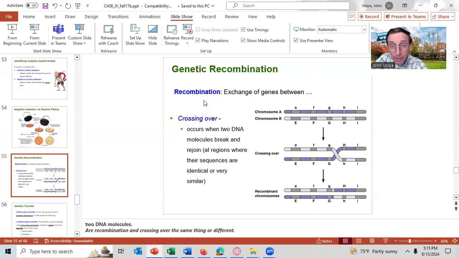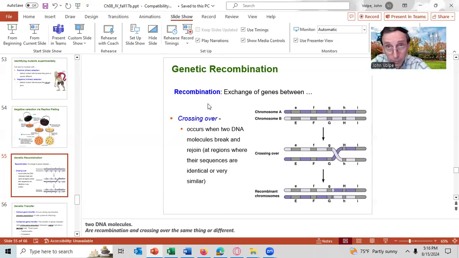Yeah, recombination is a little more general. It's the exchange of genes between any DNA pieces or any DNA molecules or any chromosomes. Crossing over is literally where the chromosomes cross over and then exchange parts. And this almost always happens among homologous chromosomes, meaning one is the mother's chromosome, the other is the father's chromosome. So crossing over is just a little bit more of a narrow definition. Recombination is a little more general.